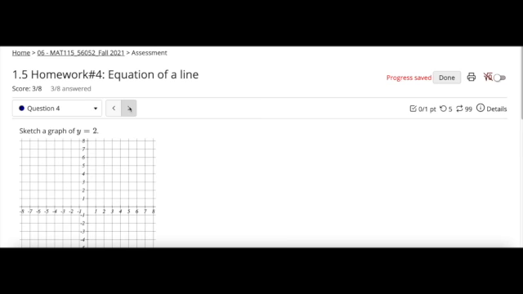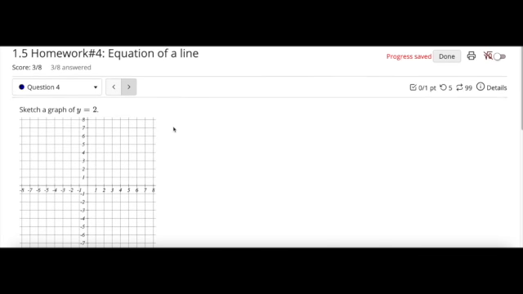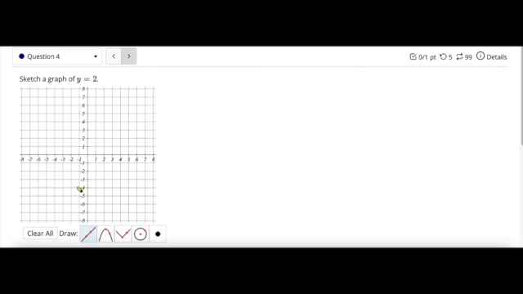Number 4. Sketch a graph of y equals 2. Now remember what we did in class when we talked about that. We said give me any x value and then the y is always 2. So it's going to be a straight line graph, and it's going to be, say, x is equal to 1, y is equal to 2, x is equal to 3, y is equal to 2, x is equal to 4, y is equal to 2.